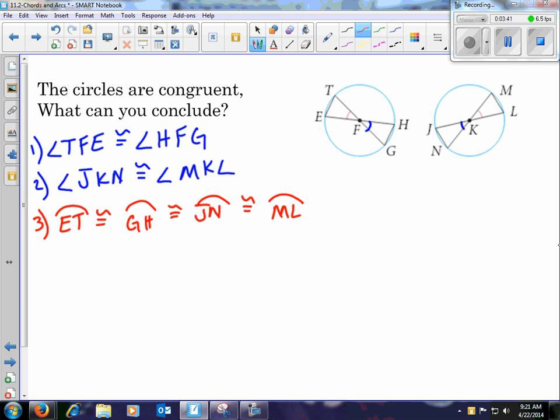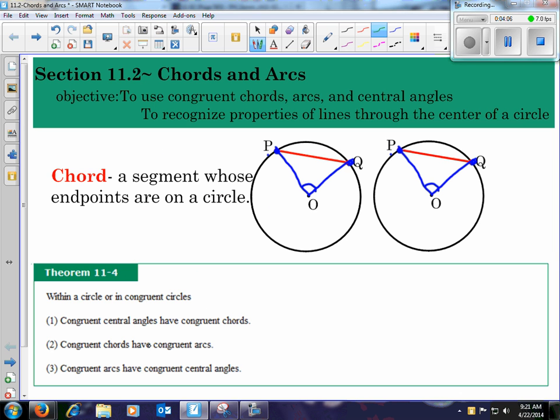So I can say the same thing about all of these little segments. So the fourth thing I can say is that segment ET is congruent to segment GH, which is also congruent to segment JN, which is also congruent to segment ML. Now, I knew all of these things because of these theorems that we wrote over here on this page.